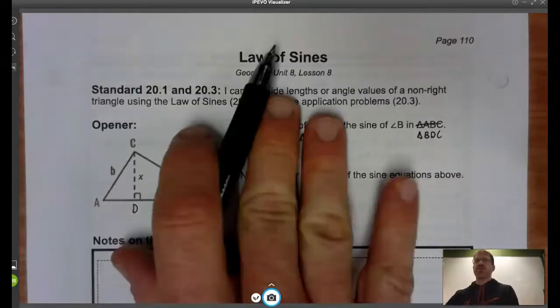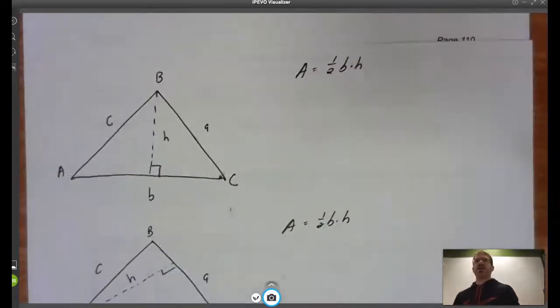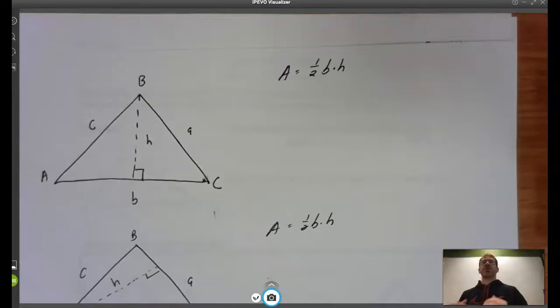Now, what I'm going to do is skip the opener for now, and I'm going to develop the law of sines for you. So if you want to just watch, you can. You don't necessarily have to take notes on this. And what the law of sines is developed from is the idea of area.